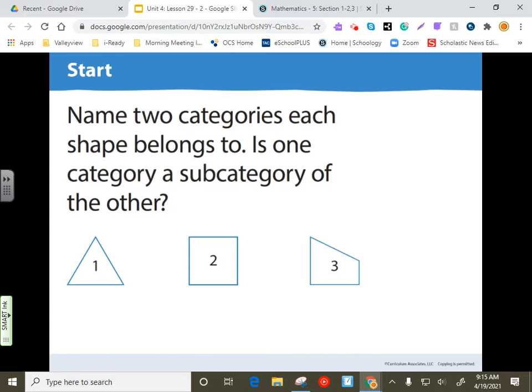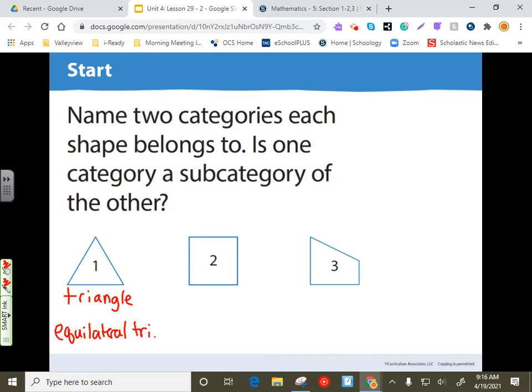So let's start with figure one. Figure one, as we know, is a triangle. And remember, subcategories add another detail or are a little more specific. So if I look at this triangle, I can guess that all three sides are the same. So the subcategory is an equilateral triangle. And I'll just put tri here like that.